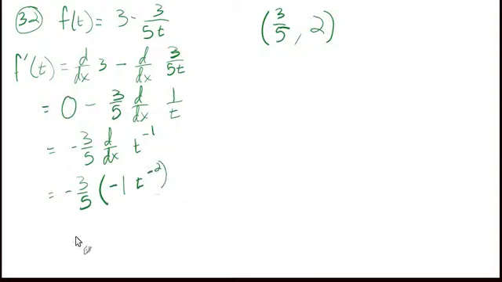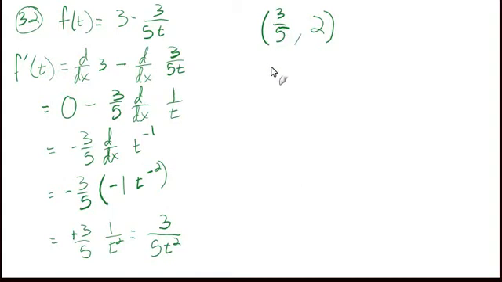That's -1 times t to the, and then this loses a power, subtract 1 from that -1, you have -2. And so this is 3/5, right? -3/5 times -1 is going to be positive 3/5. And this would be 1 over t squared. That's what t to the -2 is equivalent to. So we could just go with 3 over 5t squared.